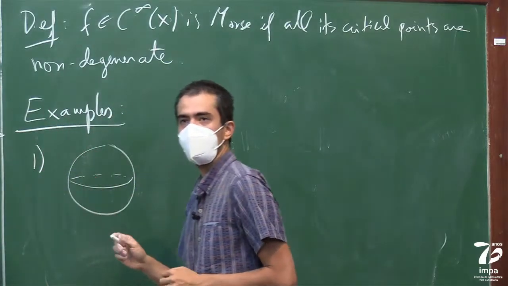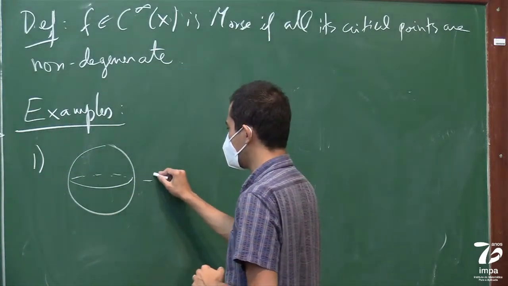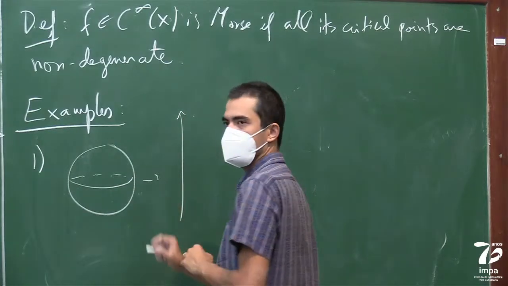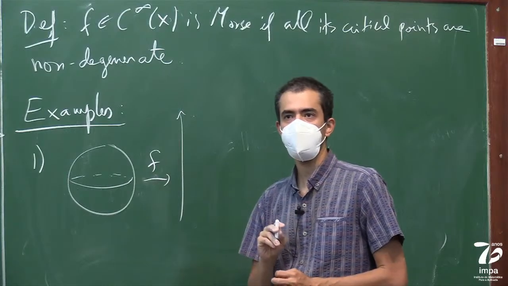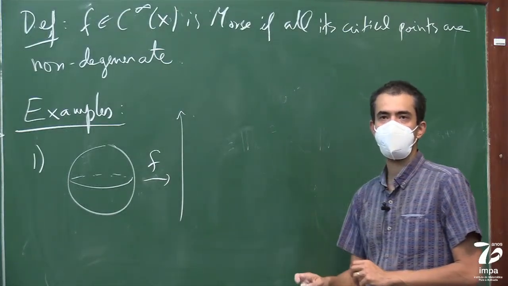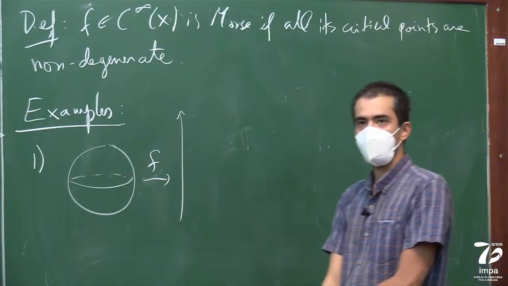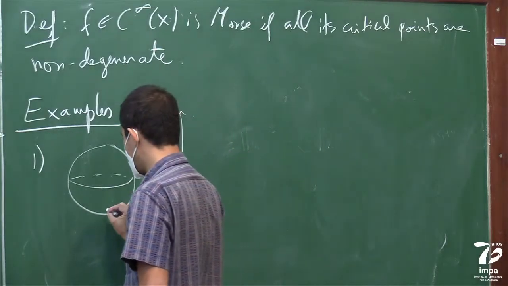Well, you can start with the simplest examples, which is just surfaces embedded into R3. So here's my sphere. And I think of the Morse function as just being the height function. So this is my function on the sphere. And then you can look at the critical points here. So what are the critical points? There are exactly two critical points.